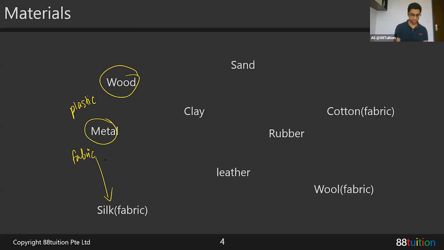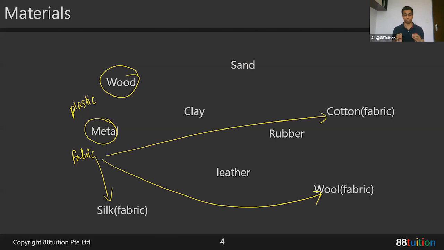We talked about fabric, which has different types also. You see, that's why it's subjective, right? Fabric can mean what kind of fabric are you talking about, Mr. Ali? Which fabric are you talking about? So is it strong or not? Depends. Then we have a few more that are new that we never talked about just now: sand, clay, leather, rubber. Expect them to be in your questions as well.